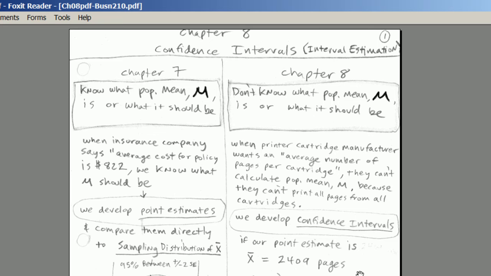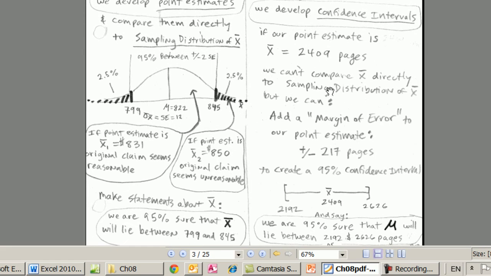But we can't use this, or we can't compare it directly to the sampling distribution of Xbar. So what do we do? We're going to add a margin of error to our point estimate. And we'll do this example a couple of videos ahead. We'll get a margin of error of 217 pages.